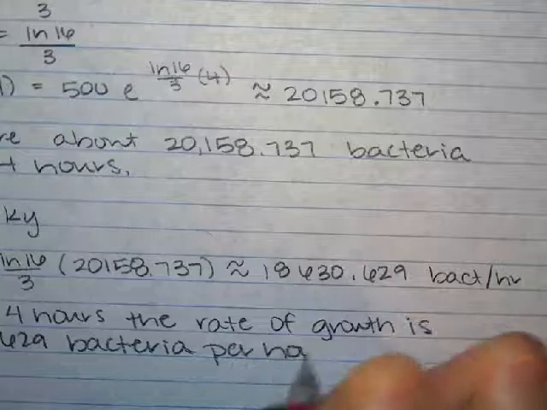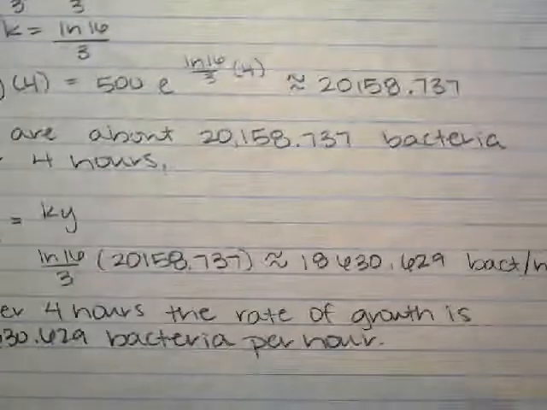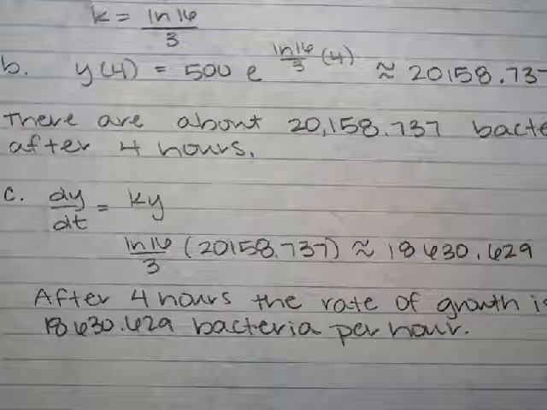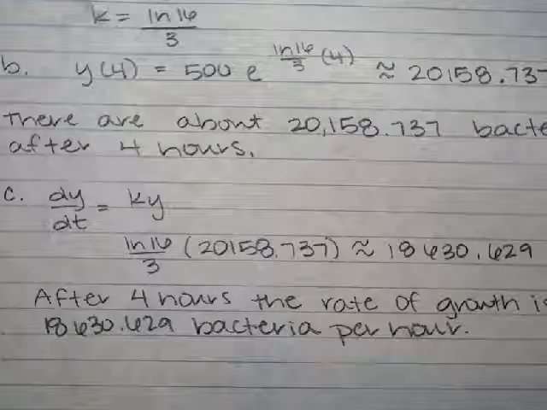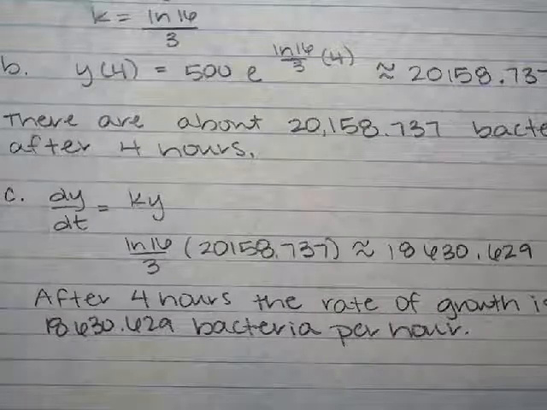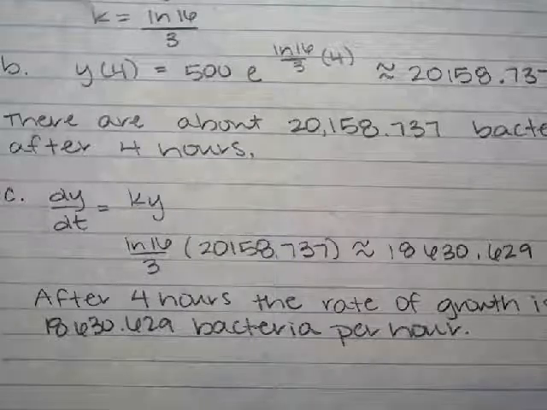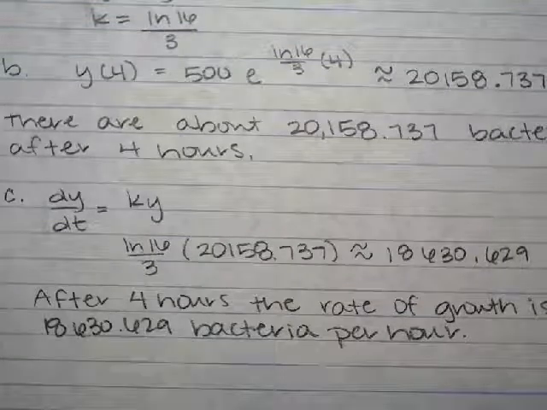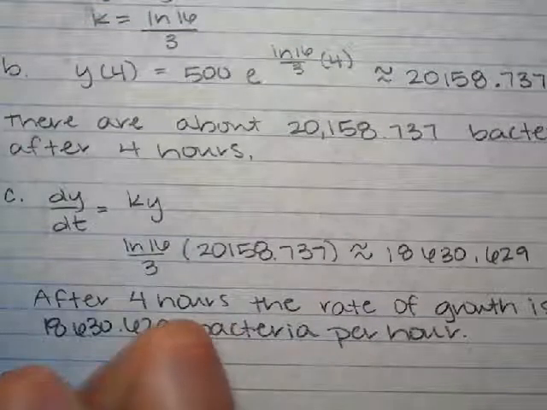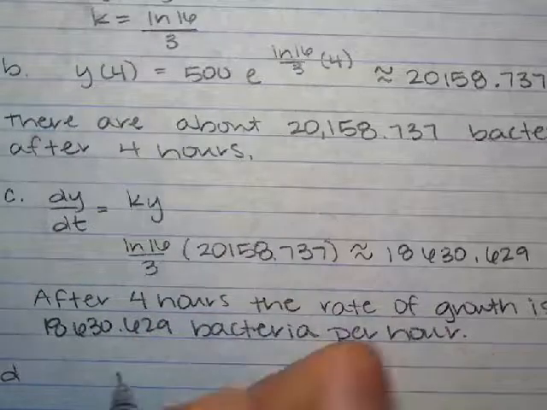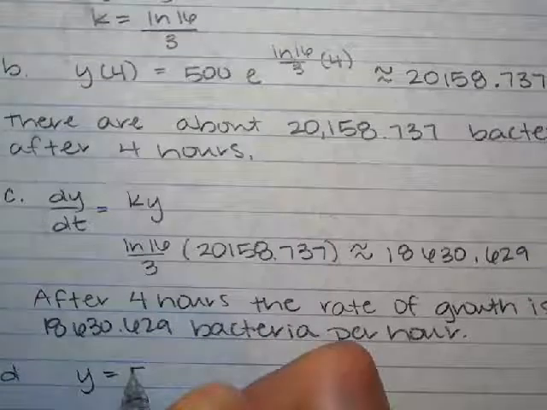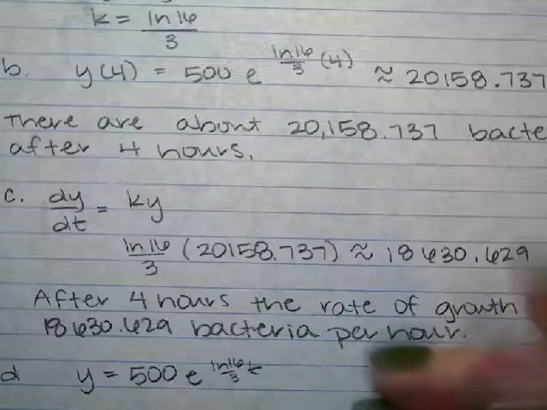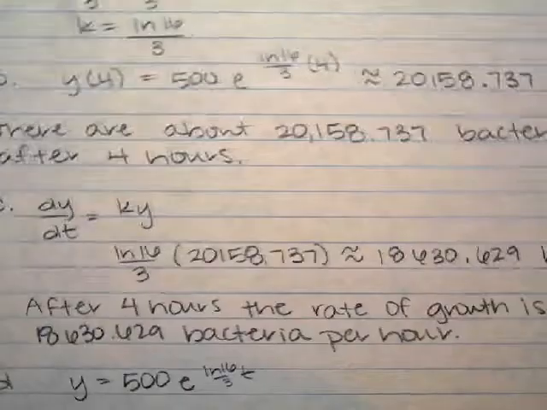Okay. All right, part D. When will the population reach 30,000 bacteria? So, are we using dy/dt still, or are we just using y? We're just using y. So we're going to use the formula y equals 500 e to the ln 16 over 3 t. And then where are we plugging in the 30,000? We're plugging it in for y.